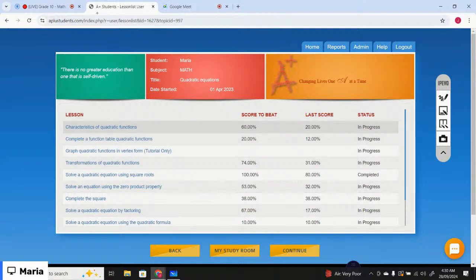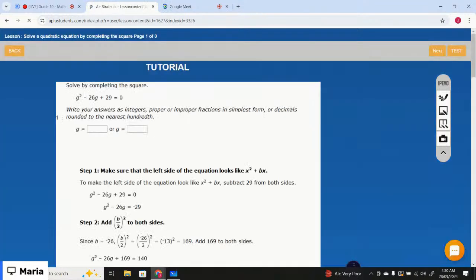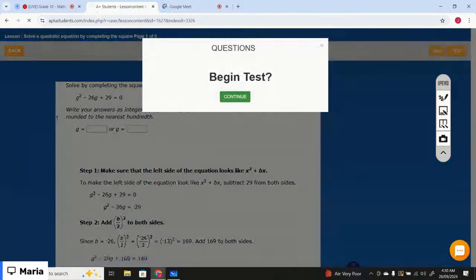Okay, the next lesson is, I think that's the last lesson from the chapter. That is solve a quadratic equation by completing the square. Let's just start with the lesson. So we have learned how to complete the square, right? You have to add b by 2 whole square. Now you need to add to both sides. Let's just start with the test questions.